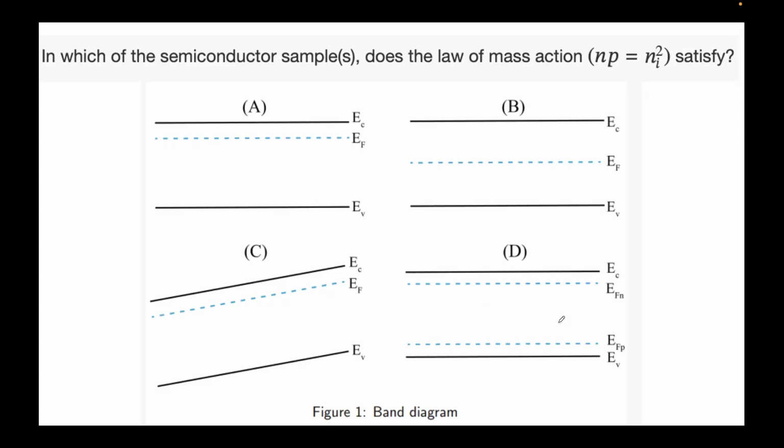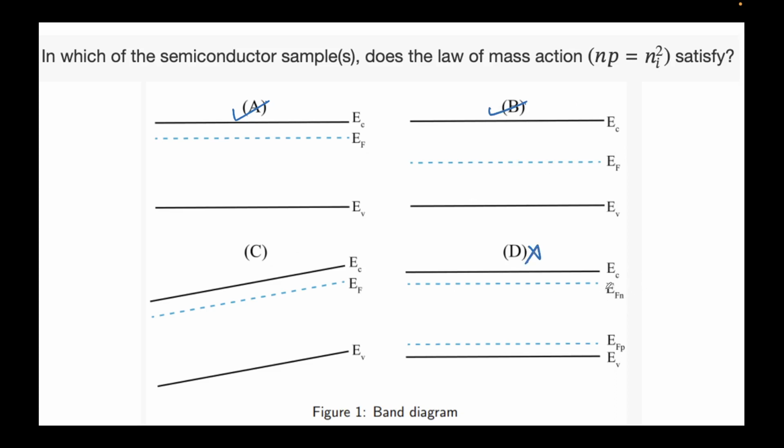And this is finally a similar question, where when will np equal to ni square be satisfied? It will be satisfied here because you see it's in equilibrium. EF is flat and we don't see any injection or anything. Again you see EF is flat here, so this is in equilibrium, right? It will definitely not be here.